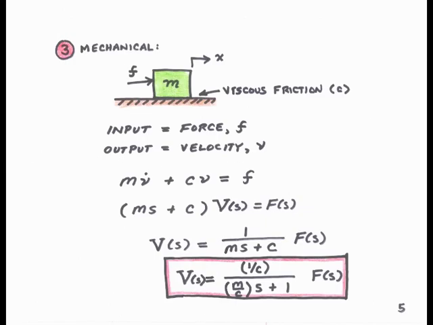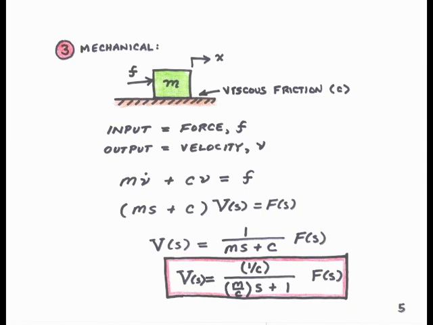Our third example is a mechanical system. We have a force acting on a mass. The mass may slide on a surface with viscous friction, and the viscous friction is given by a damping constant c. We're going to measure as the output the velocity of the mass. Our equation of motion is m v dot plus c v equals F, the input force.